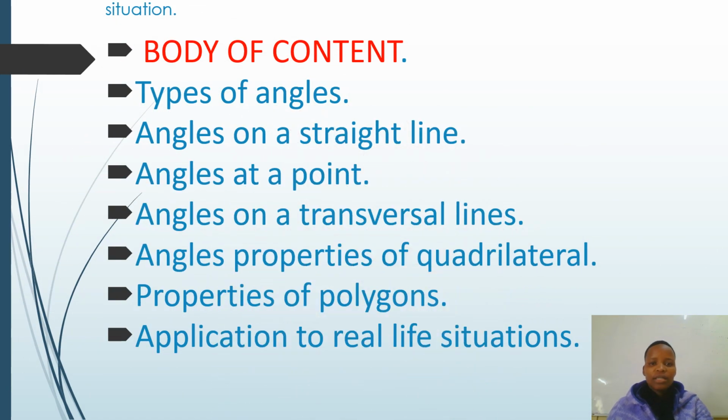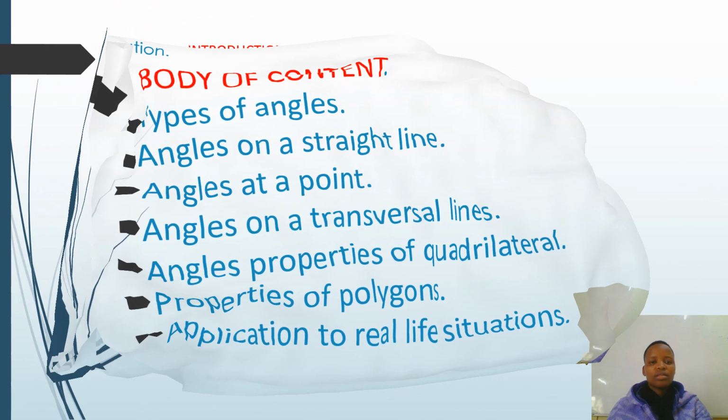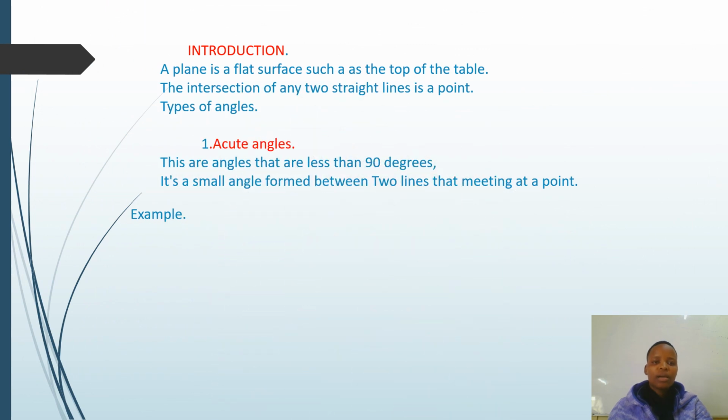Now, the body of content here: we have types of angles. We look at angles on a straight line, angles at a point, angles on transversal lines, properties of quadrilaterals, properties of polygons, and application to real life situations. So the introduction part: a plane is a flat surface such as the top of a table. The intersection of any two straight lines is a point. So we are going to look at the different types of angles.